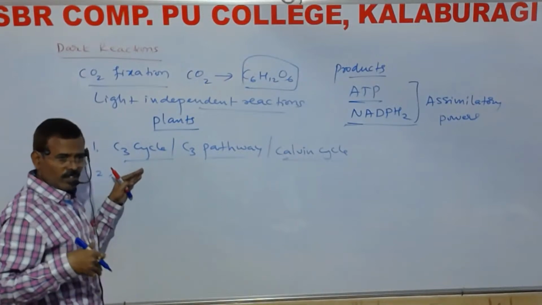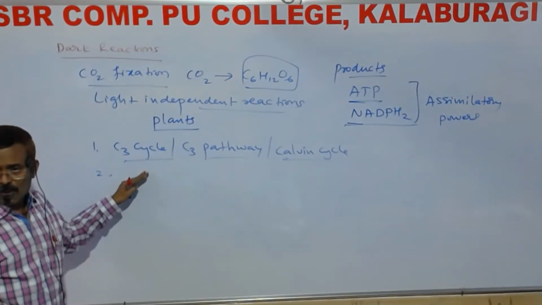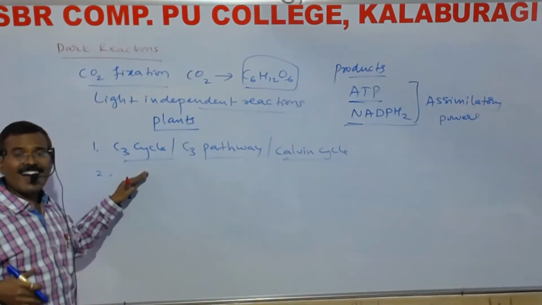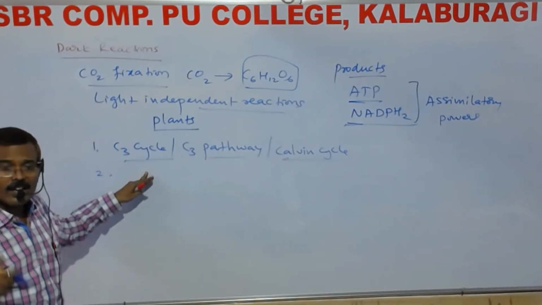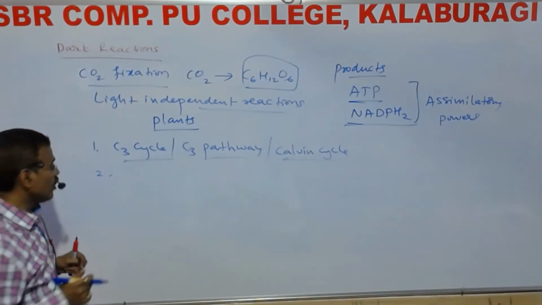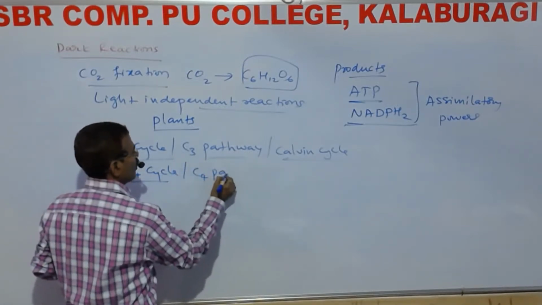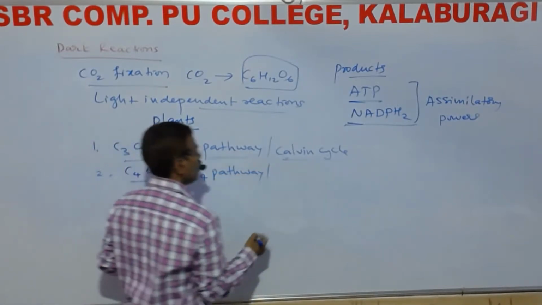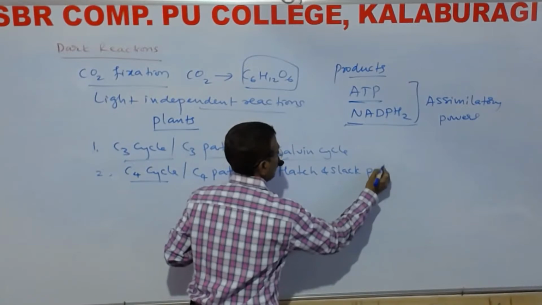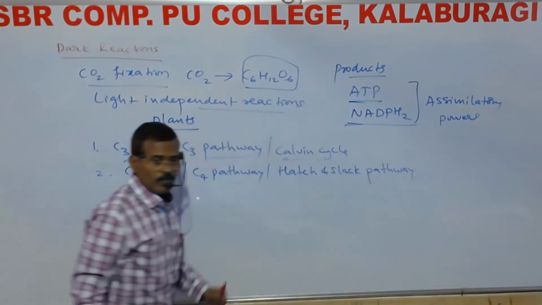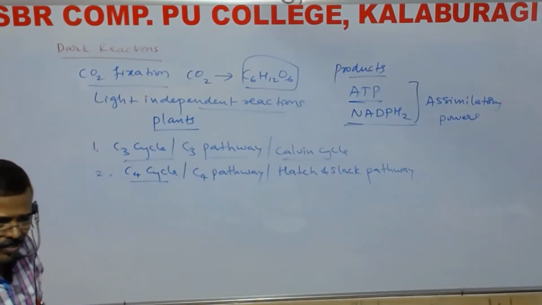In some of the plants which are xerophytes, which grow in dry, desert-like conditions, where water availability is comparatively less and temperature is high, especially in tropical and subtropical regions of the world, another method of carbon dioxide fixation occurs, that we call the C4 cycle, or C4 pathway, or it is known as the Hatch and Slack pathway. These are the two main pathways by which carbon dioxide is fixed to synthesize the sugars or carbohydrates.